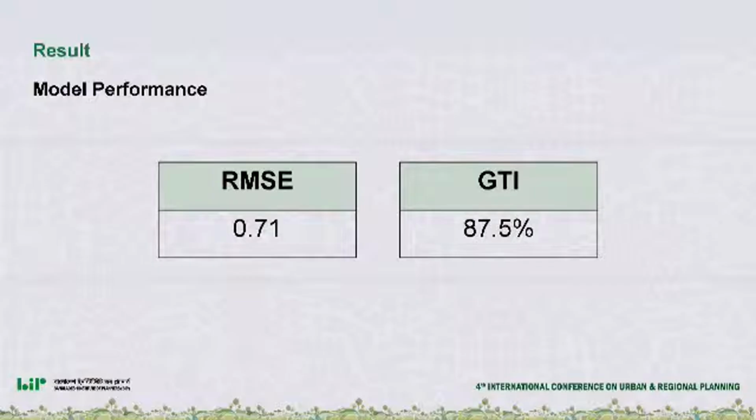Moving to ground truth index, GTI, we achieve 87.5%. 87.5% means 87.5% of the classified pixels match the actual species records collected in the field survey. So a GTI value of more than 85 is considered a very good score in ecological studies.